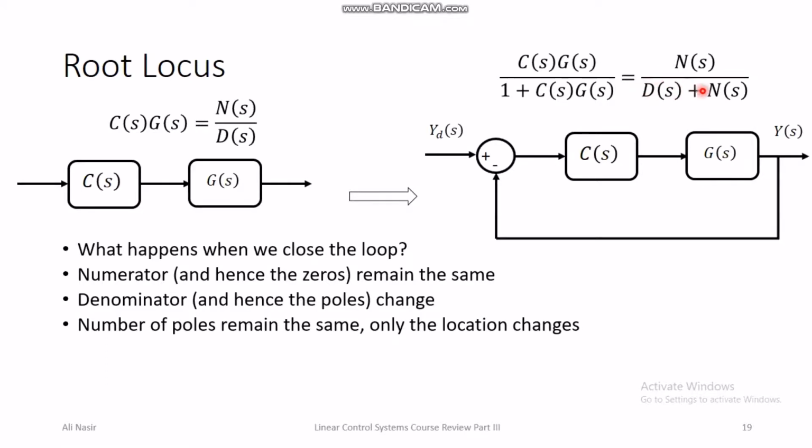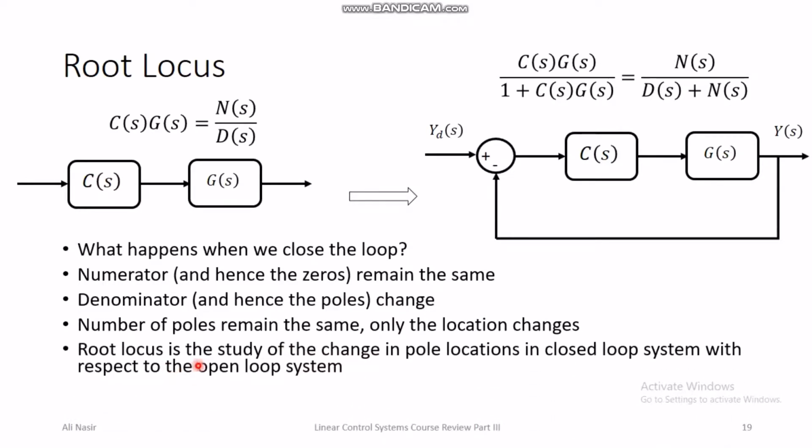Adding a numerator will not increase the degree of the denominator, so the degree of the denominator will remain the same and only the location of the poles will change. So root locus is the study of the change in pole locations in a closed loop system with respect to the open loop system. The roots mean poles and the locus means path.